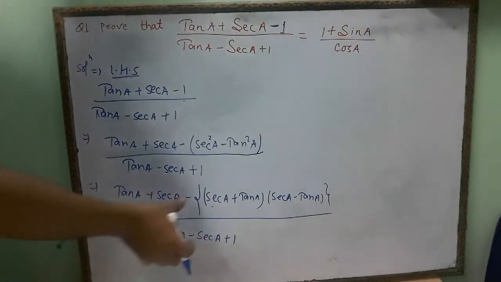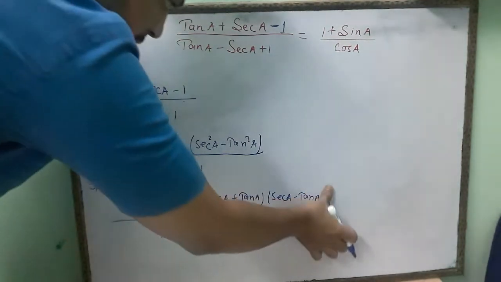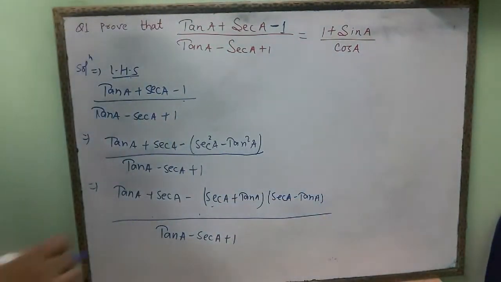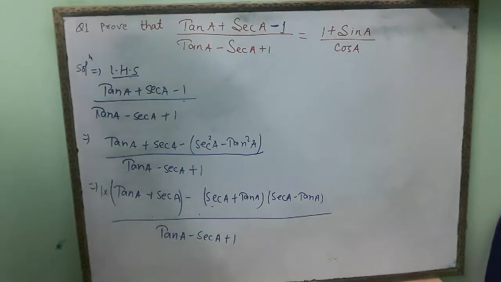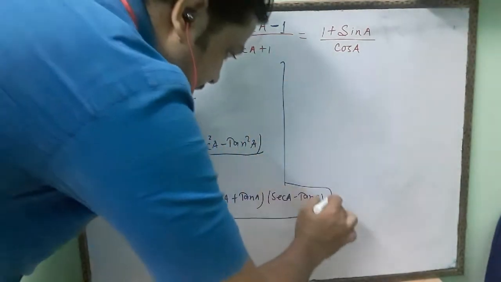What is this? You need to remove this bracket and take out some common things. See this one. This one will be common in both. So first I will write 1, then I will take common sec A plus tan A.